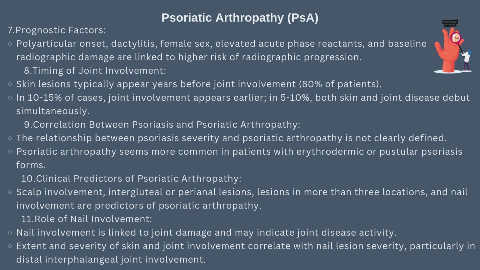Clinical predictors of psoriatic arthropathy: scalp involvement, intergluteal or perianal lesions, lesions in more than 3 locations, and nail involvement are predictors of psoriatic arthropathy. Role of nail involvement: nail involvement is linked to joint damage and may indicate joint disease activity. Extent and severity of skin and joint involvement correlate with nail lesion severity, particularly in distal interphalangeal joint involvement.